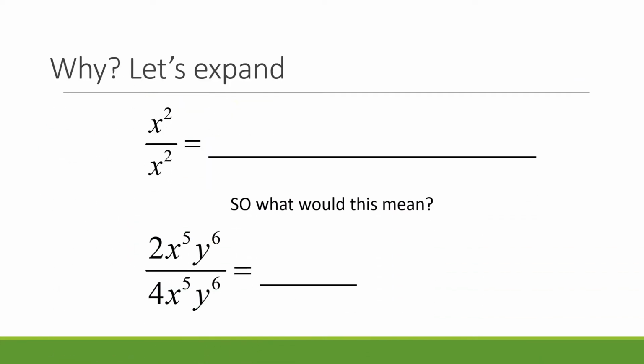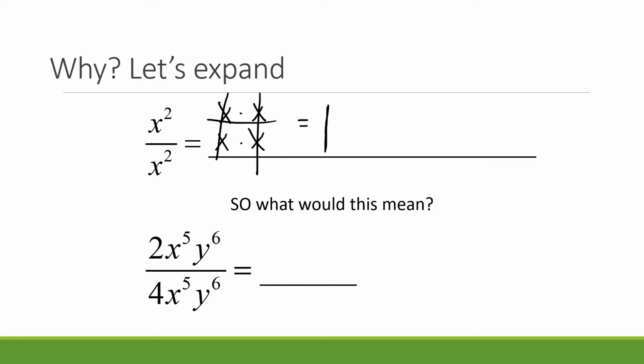Let's talk about the why. Why is it automatically 1? Why is this even a thing? Well, think about it. Don't need to write this down, but let's talk about if I was to expand this, right? If I had 2 x's on top and I had 2 x's on bottom, right? And I simplified, well, x divided by x cancels, I'm left with a 1, right?